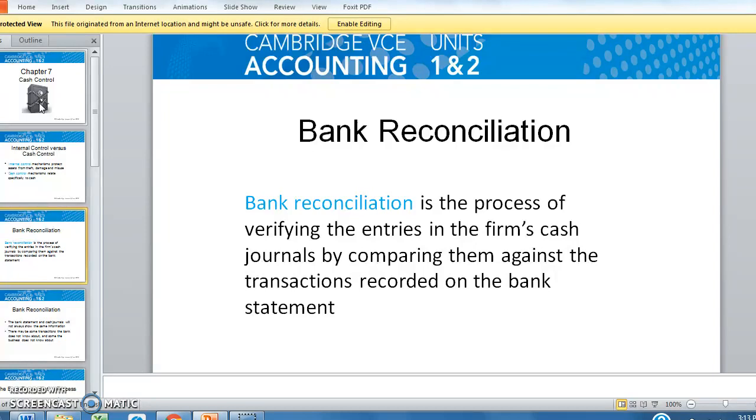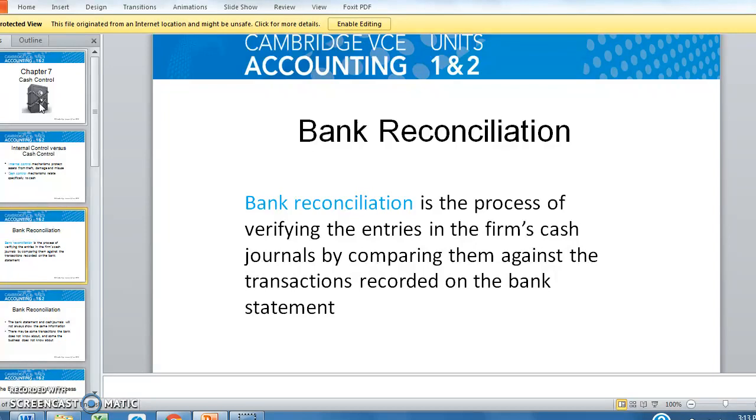However, the bank rec is where the majority of the questions are and what you will be required to do on the next outcome. So bank reconciliation is the process of verifying the entries in the firm's cash journals by comparing them against the transactions recorded on the bank statement. So in chapter 6 we did our cash journals. How this differs is we take our cash journals now and we compare them to what the bank says. So what the bank says may be different to what our cash journals actually say.